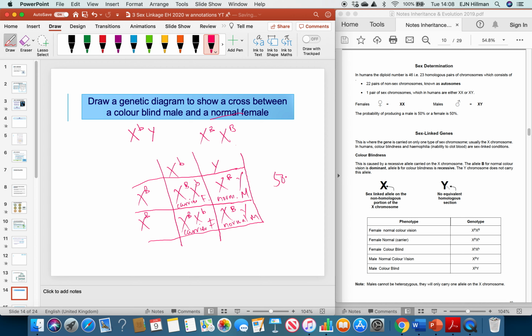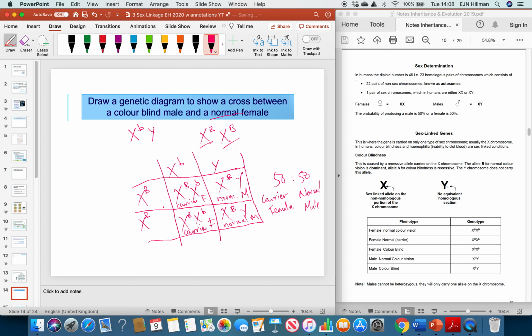So 50% of carrier female to normal male. It's not possible for there to be any colourblind males because the males can only receive either that or that, you know, the dominant allele on the X chromosome from their mothers.